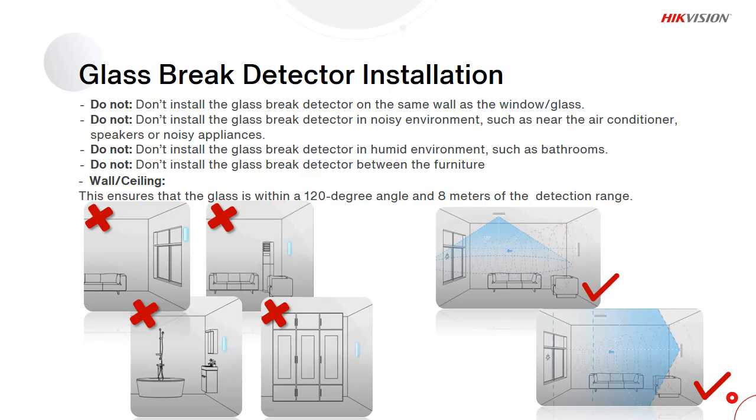Here are the precautions for the installation of the glass break detector. Don't install the glass break detector on the same wall as the window glass. Don't install it in a noisy environment, such as near an air conditioner, speakers or noisy appliances. Don't install it in a humid environment, such as bathrooms. Don't install it between furniture. It is recommended to install it on the wall opposite the glass, or on the ceiling, to ensure the glass is within a 120-degree angle and 8 meters of the detection range.